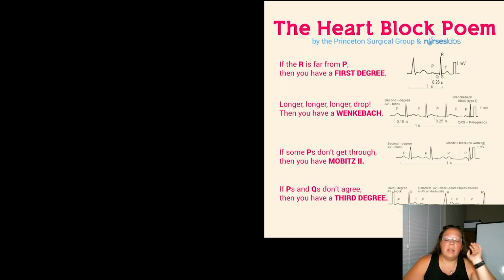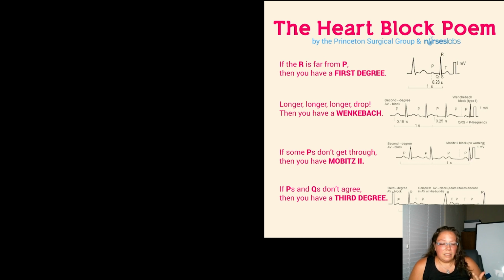All right, so now we're going to get into heart blocks. There's a couple different ways that you can remember these. One is a heart block poem, and one is an analogy with marriage. So we'll start with the heart block poem. The reason why I like to go over different ways to learn them is because it makes it easier for some people to learn one way versus another. Some people can just memorize it. I can't memorize it. I have to understand what's going on.